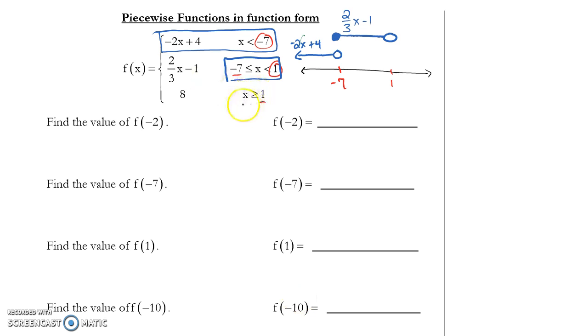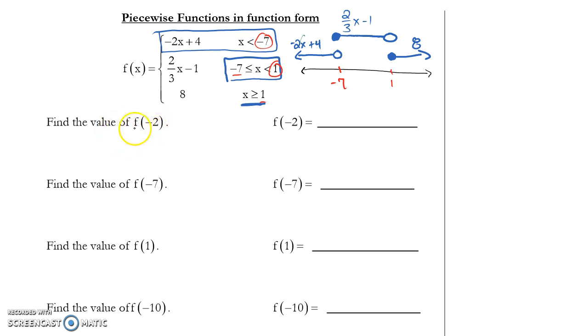And then lastly, anytime I have x is greater than or equal to 1, closed circle and to the right, no matter what it is, 2, 3, 4, 5, 6, 7, 8.3, my y is always 8. That's a constant function.